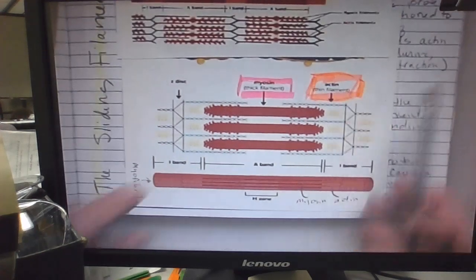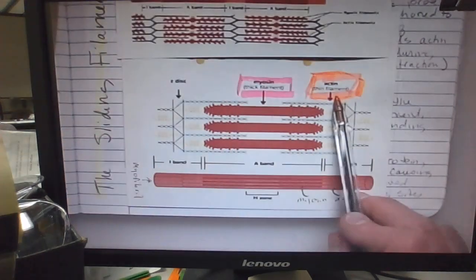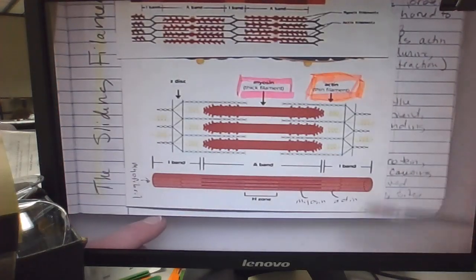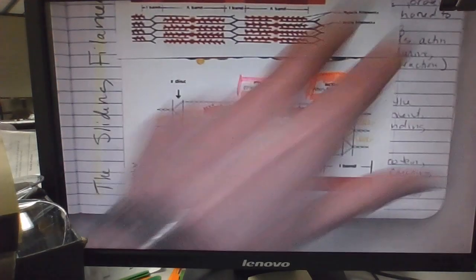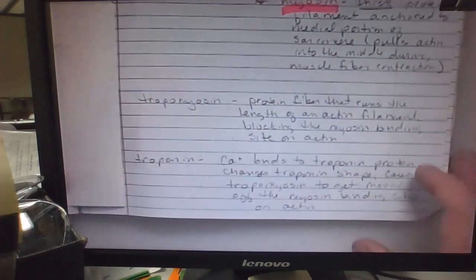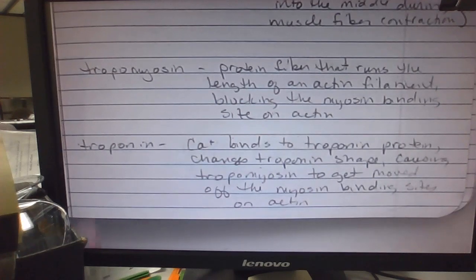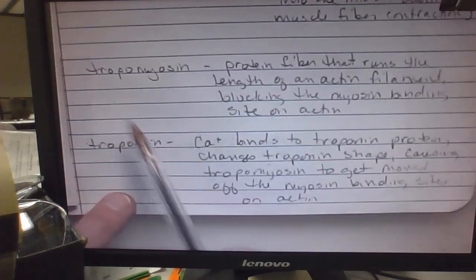So actin, our thin filament, I highlighted that the same color. Myosin, our thick filament, I highlighted that the same color. All right, a couple of things that are important, a couple other components of those muscle fibers that are important in our sliding filament theory.